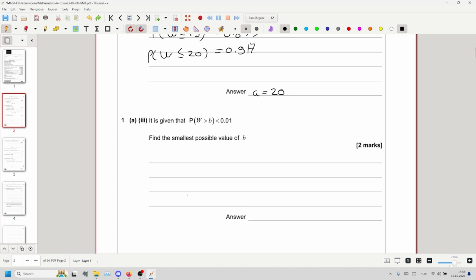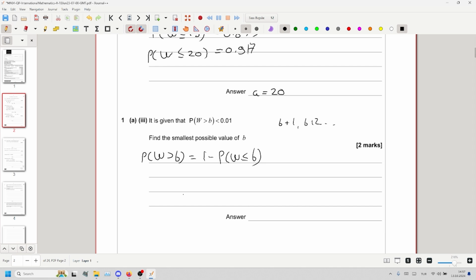Now here it asks us the reverse question. Here it's asking the probability that W is greater than b. So now let's think about it. The probability that the value is greater than b, that would be b plus 1, b plus 2, and on and on. So the probability that W is greater than b is simply 1 minus the probability that W is less than or equal to b. So we're just going to have to test some values again.